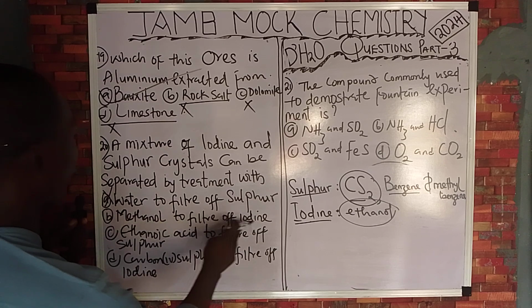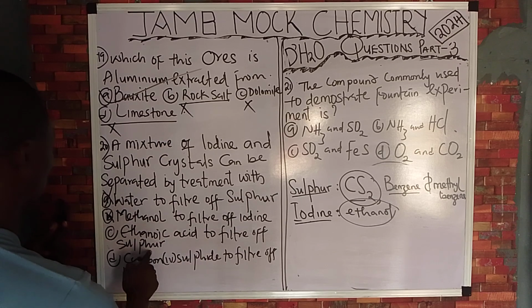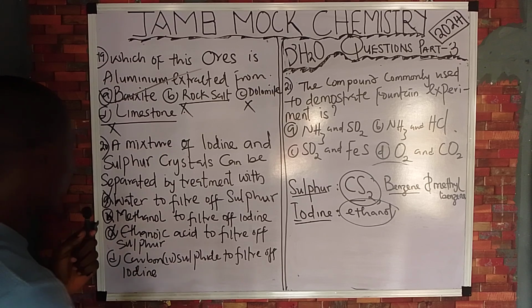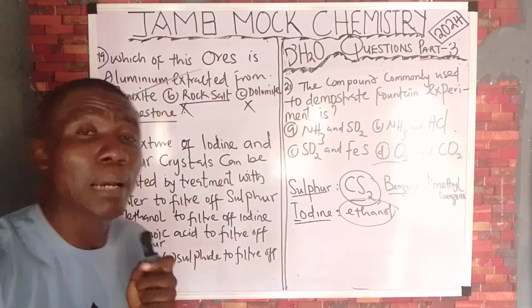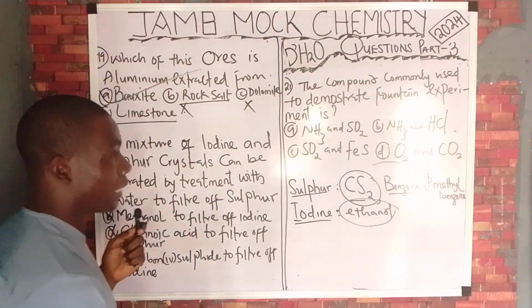Methanol to filter off iodine. That's wrong. Ethanoic acid to filter off sulfur. That's wrong. Carbon disulfide to filter off iodine. Carbon disulfide will dissolve the sulfur. Yes, it will dissolve the sulfur. By the time it dissolves the sulfur, what will be left will be iodine. For instance, take a look at this.